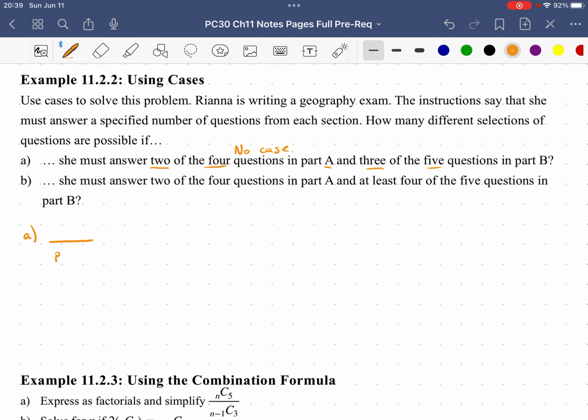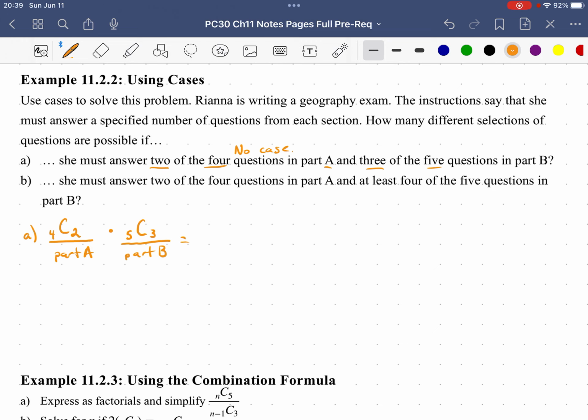So part A. And then we're going to multiply that by the number of things in part B. So in part A, there's a total of 4 questions. So that's our N. And she has to choose 2 of them. So 4 choose 2. And in part B, there's 5. And she has to choose 3 of them. And now we're just going to multiply these together.